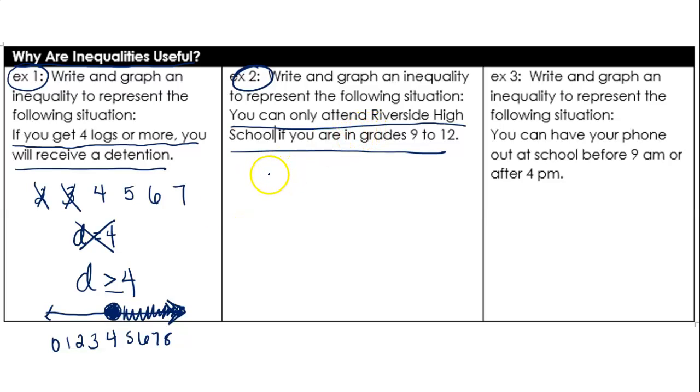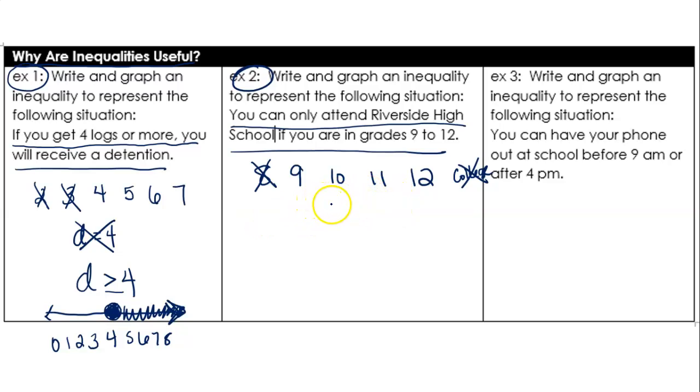Now this time let's think about what that means. I have grade 9 at Riverside, but I don't have grade 8. I also have grade 12 at Riverside, but I don't have any freshmen in college. Students who are in college do not go to Riverside High School. But you also could be in grade 10 or grade 11. This is what we call an AND problem. You could be anywhere in between 9 and 12.